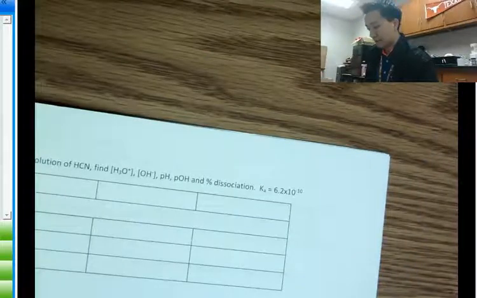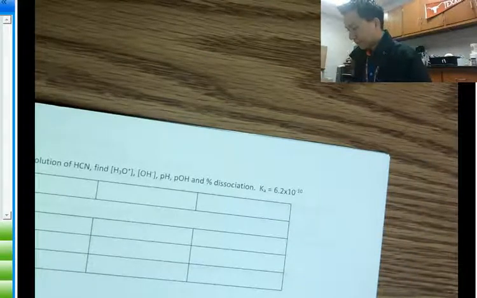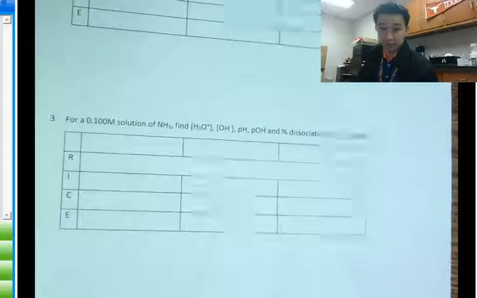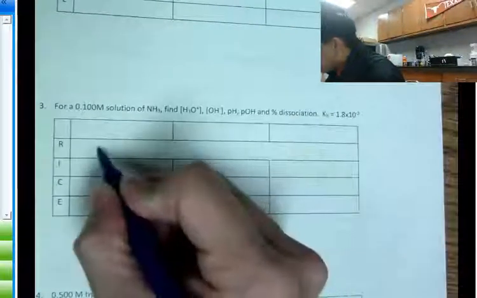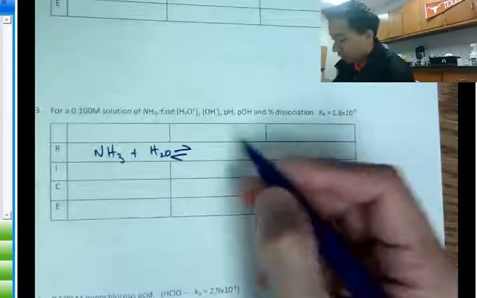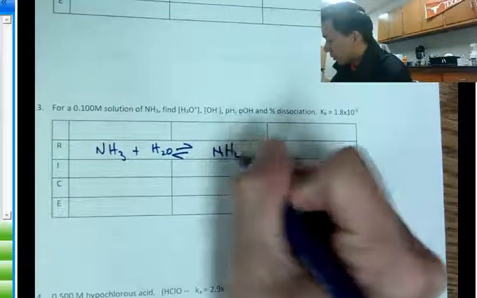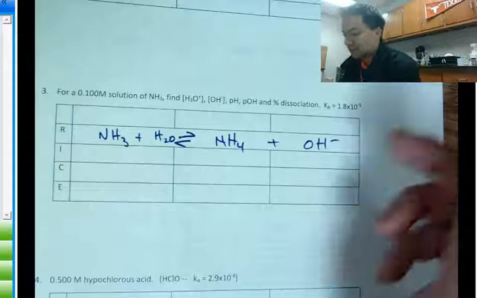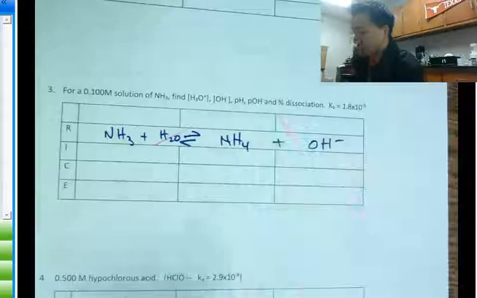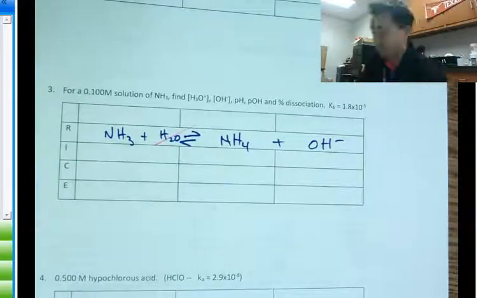Alright, the same thing for number 2 here. Number 3, it's a little different. I'm just going to start on number 3 with you. Okay, number 3, it's NH3 plus H2O. This one you have to put H2O because that's the only way to get the OH. You get NH4 plus OH minus. And then after that you can disregard the H2O, it does not get involved in the table here.